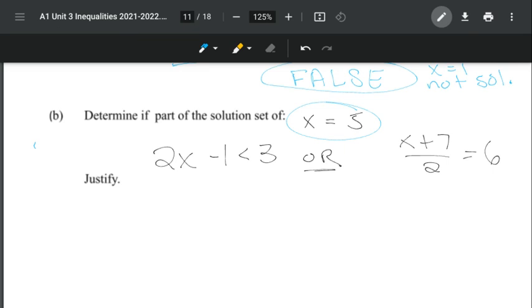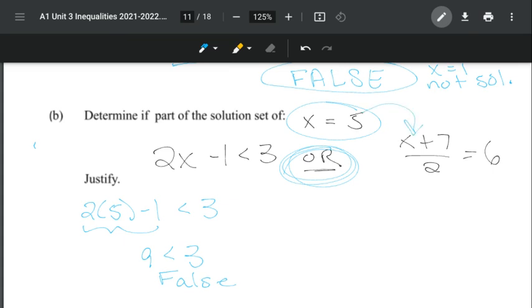Okay, so we have 2 times 5 minus 1 less than 3. Evaluate the left-hand side, you get 9 less than 3. Well, that's false. But because this is an or problem, the other one might save us.